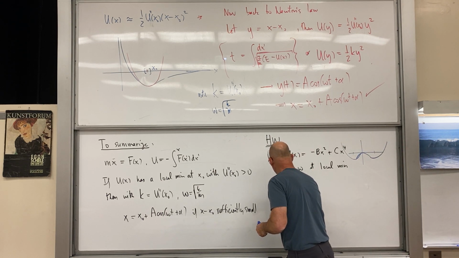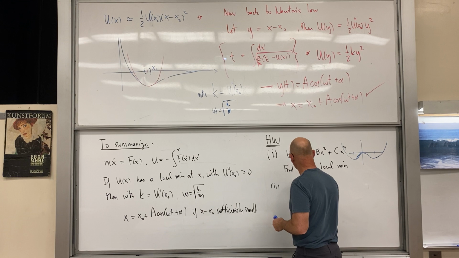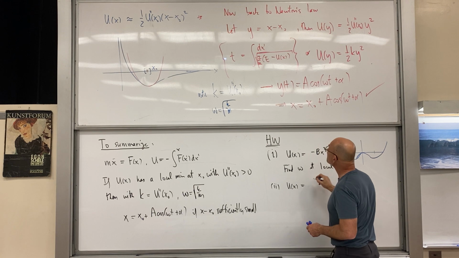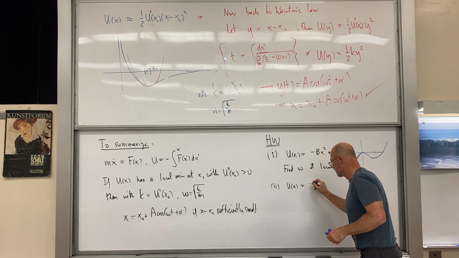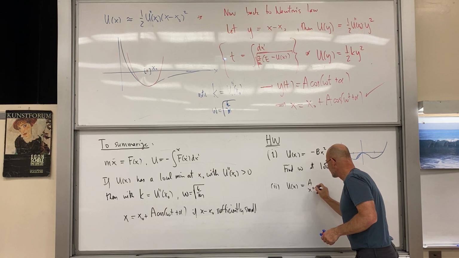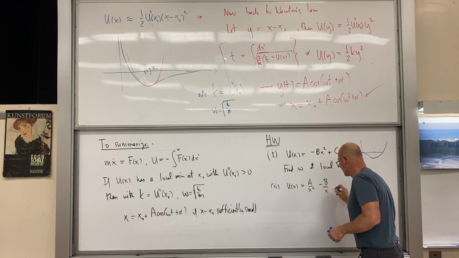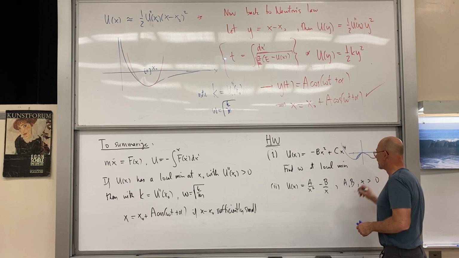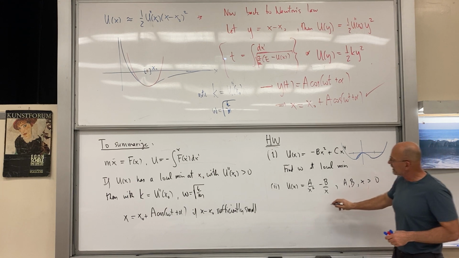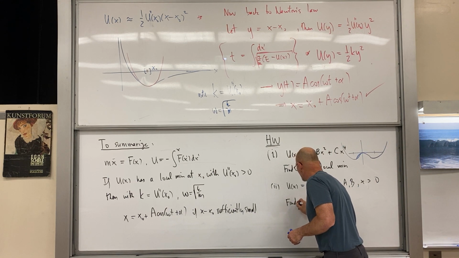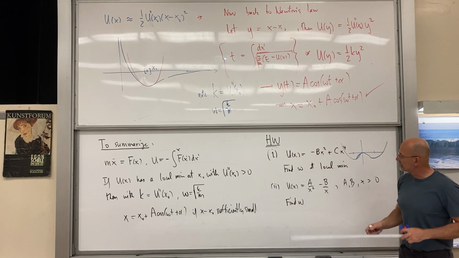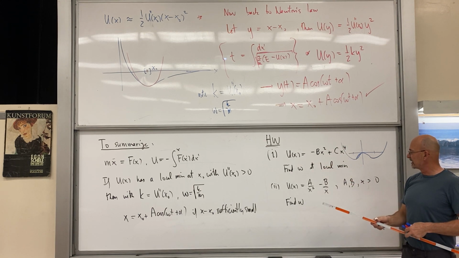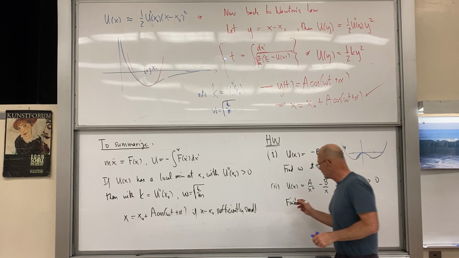The second one, you may as well tackle the one we've been talking about here. U of x equals, what do I use for a and b? I forget, doesn't matter. A over x squared minus b over x. A, B are positive, and x is also positive. Okay. Find omega. You'll notice we're just now down to analyzing the potential energy. Once and for all, we figured this out here. So find omega.